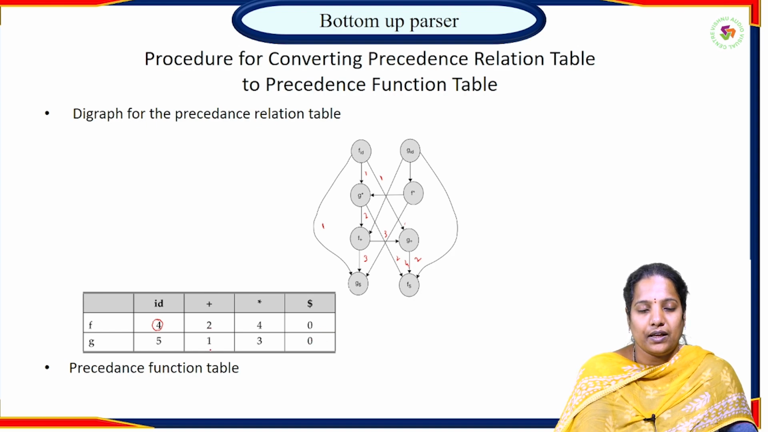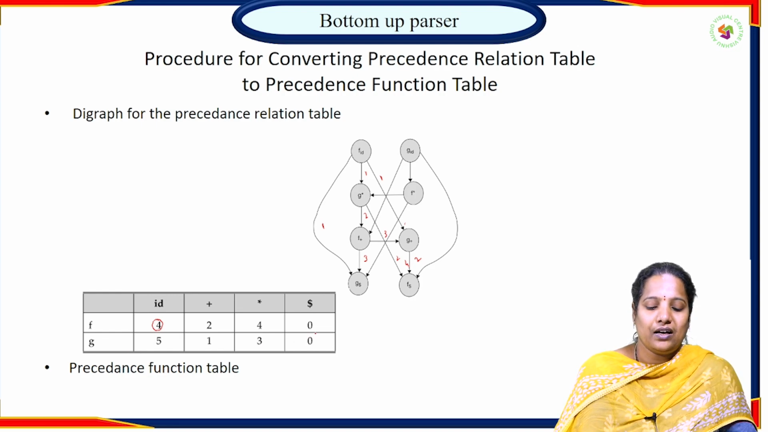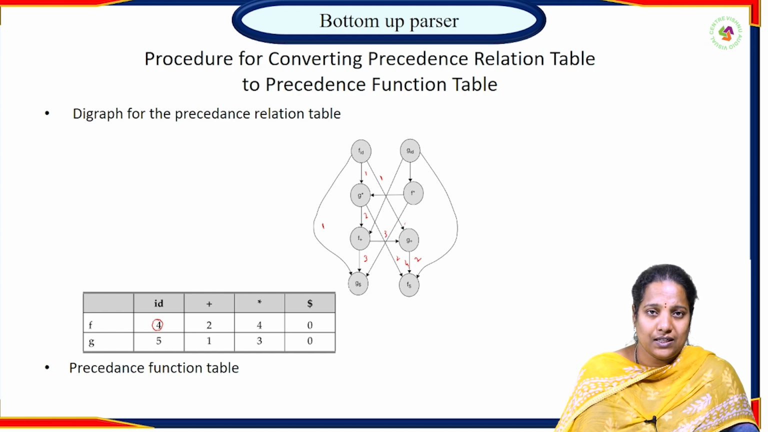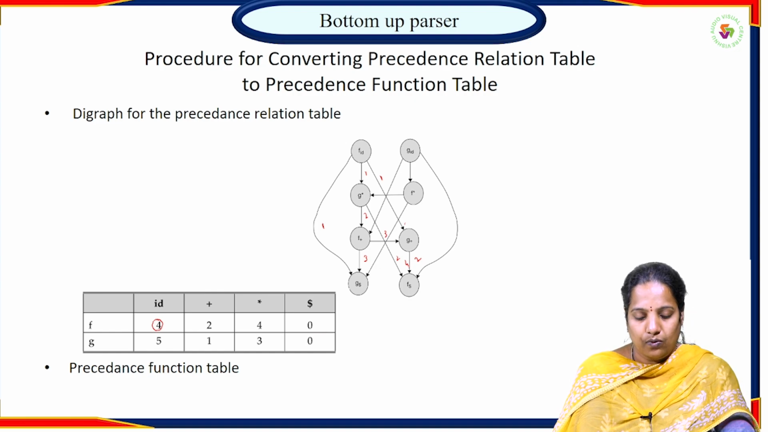Next, plus and plus. The left plus has higher precedence compared to the right plus, that is given as 2 and 1. Like this, by seeing this table also, we can tell what the precedence is between the operators. When we see this particular table, we have fewer rows compared to the previous table, and the table length is reduced. That's why we need to convert the relation table into the function table.